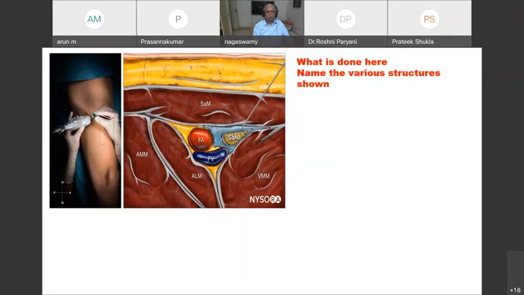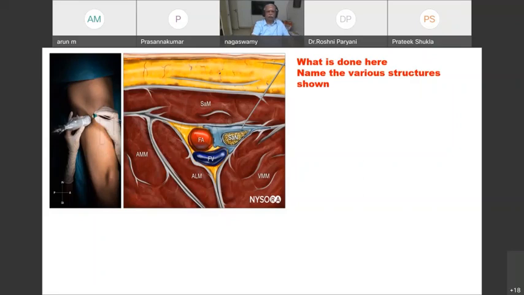Arun, what are you blocking now in the adductor canal? It is a terminal division of the femoral nerve, the saphenous nerve, sir. Saphenous nerve block. Very good. So just remember the name of the nerve also. That is more important than saying it is an adductor canal block or sartorius block and all those things. It is the saphenous nerve that we will try to block.